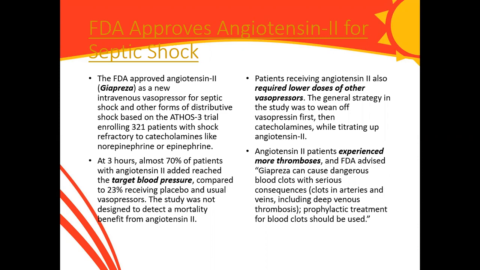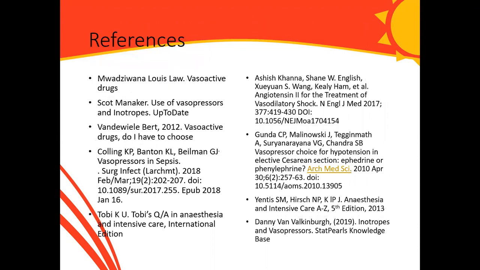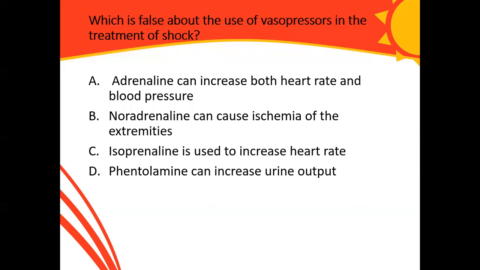Okay. But unfortunately, they found that angiotensin 2 patients experienced more incidences of thrombosis. And the FDA advised that angiotensin 2, Giapreza, can cause dangerous blood clots with serious consequences. And so prophylactic treatment for blood clots should be instituted when you have to use angiotensin 2 for refractory septic shock. Yes, these are my references, and we have likely exam questions for you.